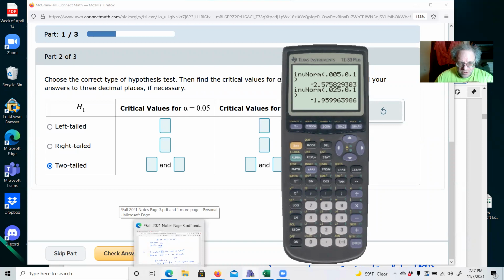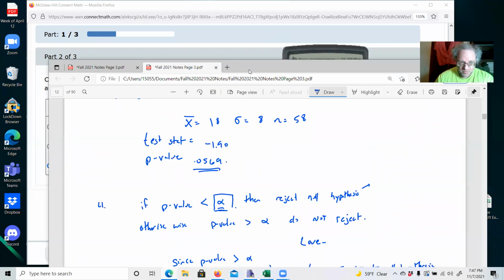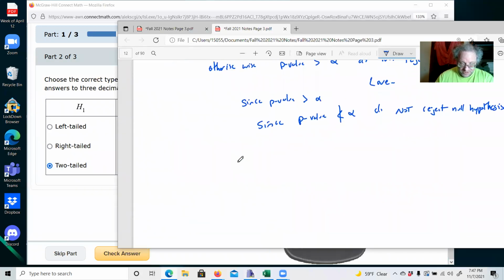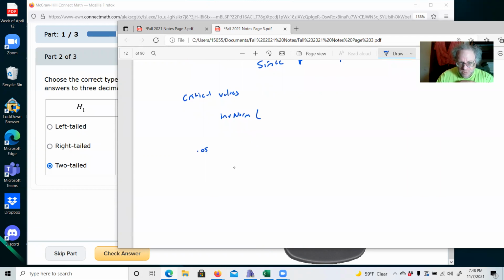So what we have to do for critical values, which is a little odd because we don't teach critical values anymore, but it is an easier way to do this. So the idea here is, we're going to do inverse norm, and then for 0.05, okay, so what happens with a 0.05?